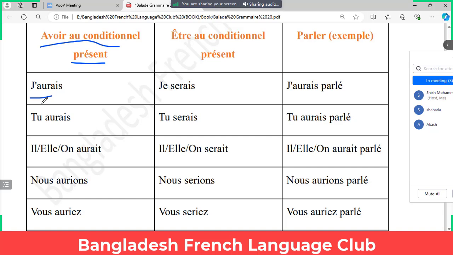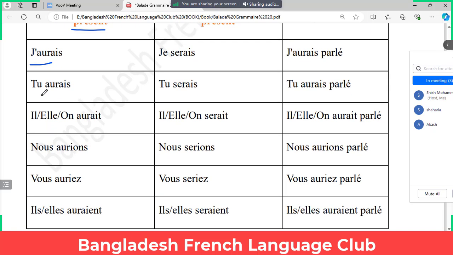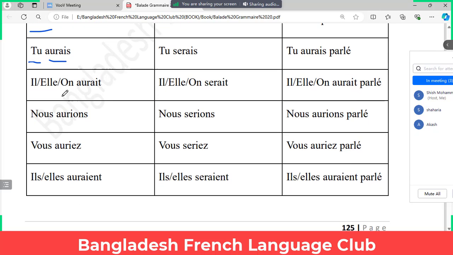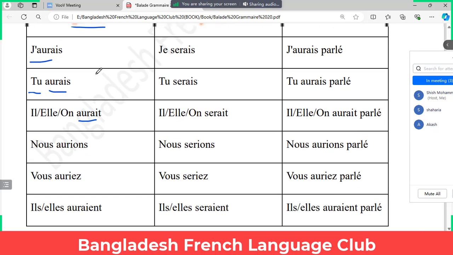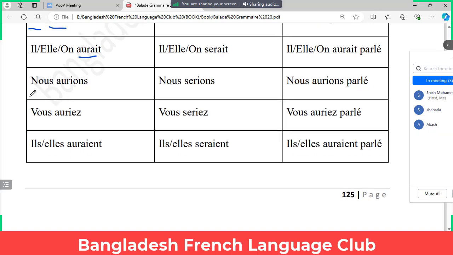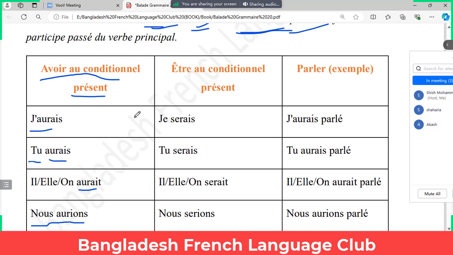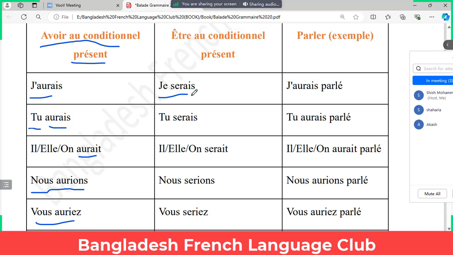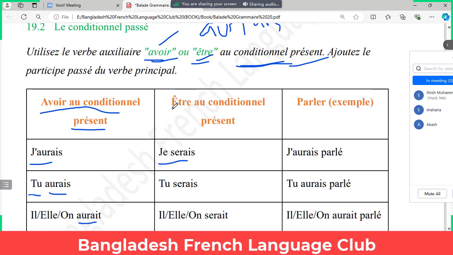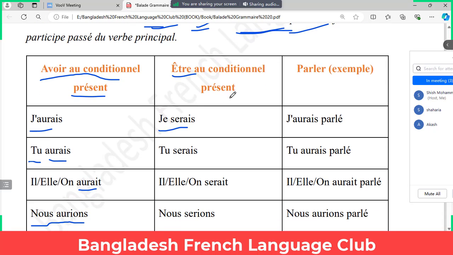J'aurais means I would have. Tu aurais means you would have. Il, elle, on aurait means he would have, she would have, we would have. Nous aurions means we would have. Vous auriez means you would have. Ils auraient means they would have.